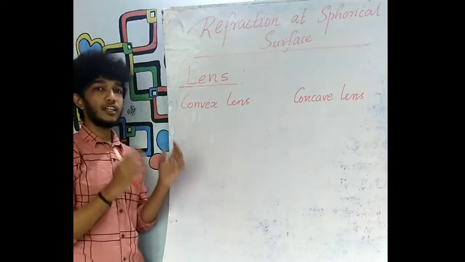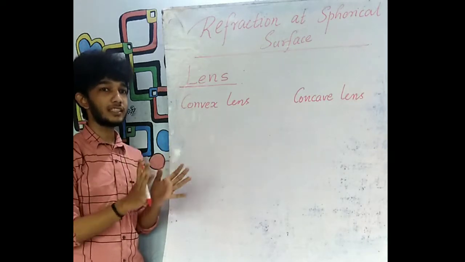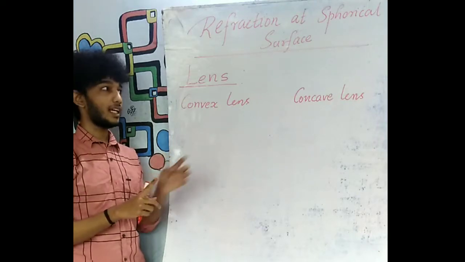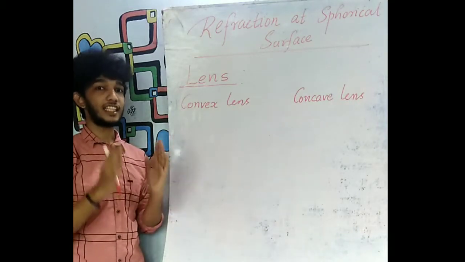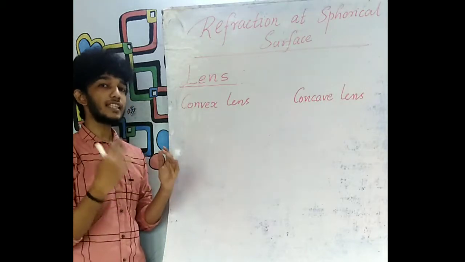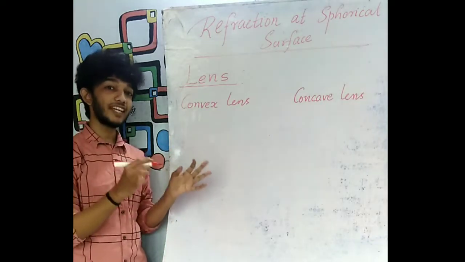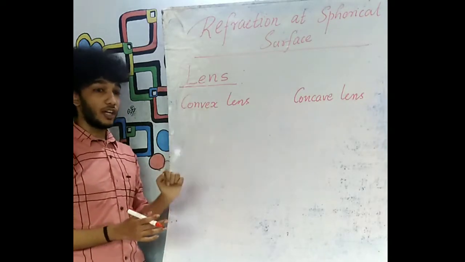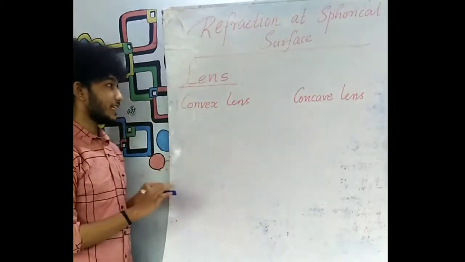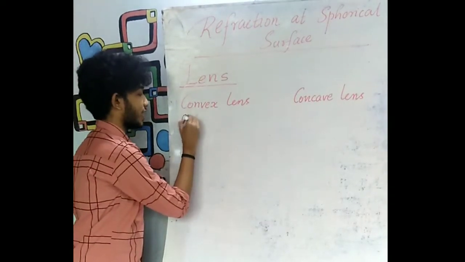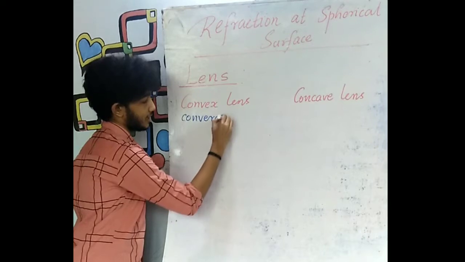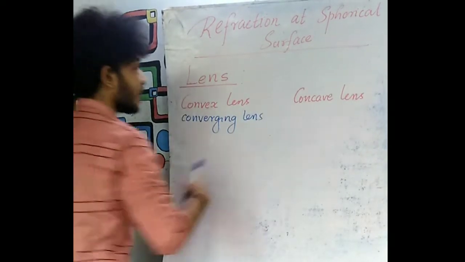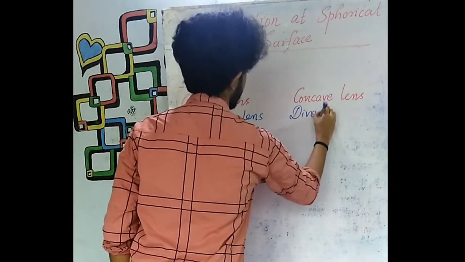Convex lens, though it is named as convex, has many of the properties of concave mirror. On the other hand, concave lens, though it is termed as concave, has many of the properties of convex mirror. So let us see. The concave mirror was known as converging mirror, but here convex lens is known as converging lens. On the other hand, concave lens is diverging lens.